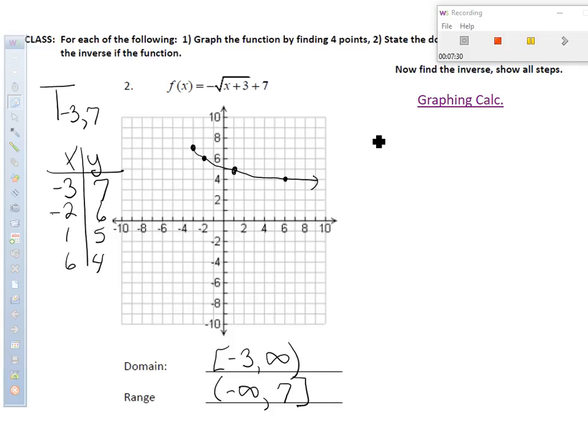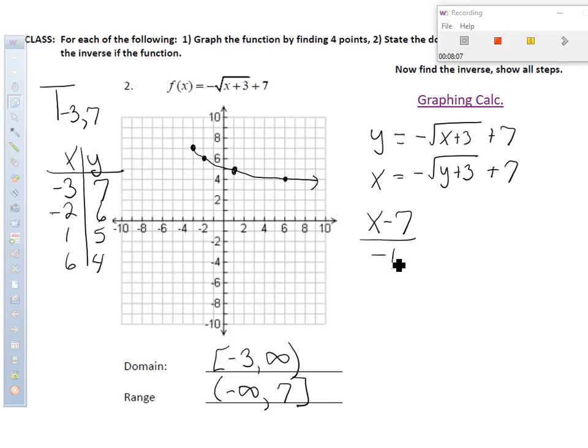Now, let's find the inverse of this real fast. So I've got y equal the opposite of square root of x plus 3 plus 7. We're going to switch the x and the y. So I got x equals the opposite of square root of y plus 3 plus 7. Now we got to get the radical by itself. So I'm going to subtract 7. So I got rid of that. And I'm going to divide by negative 1 to get rid of this. And that's going to be equal to the square root of y plus 3.